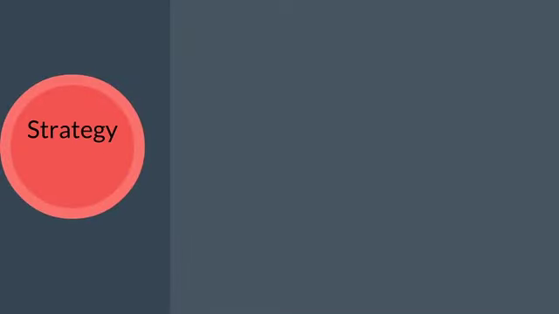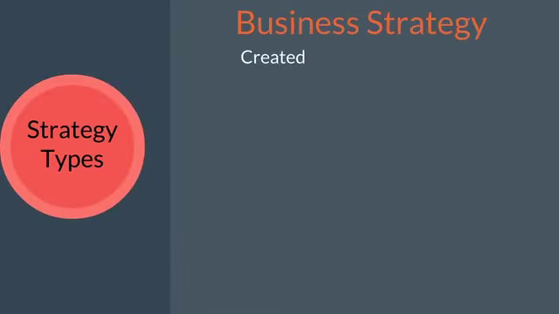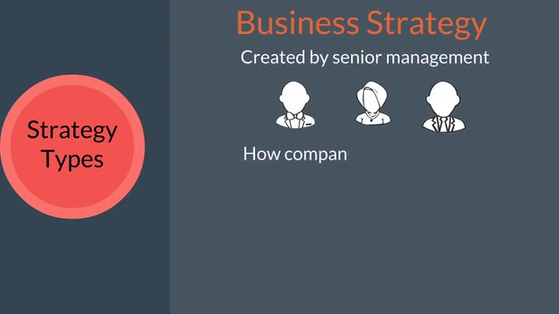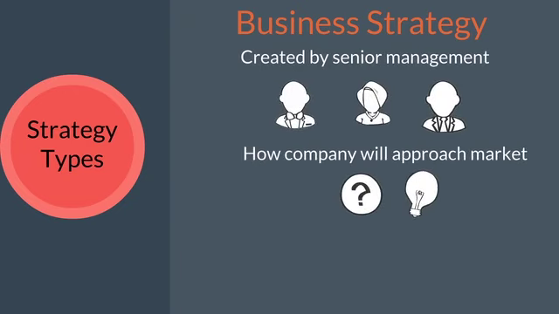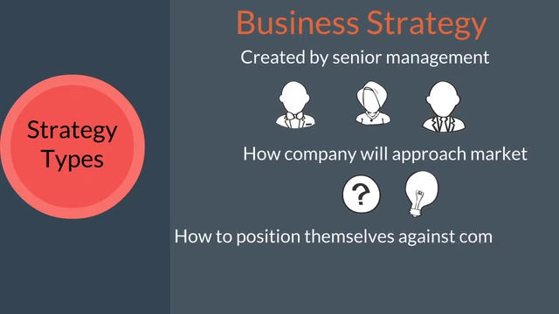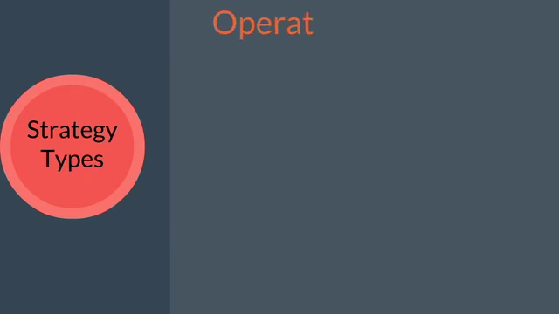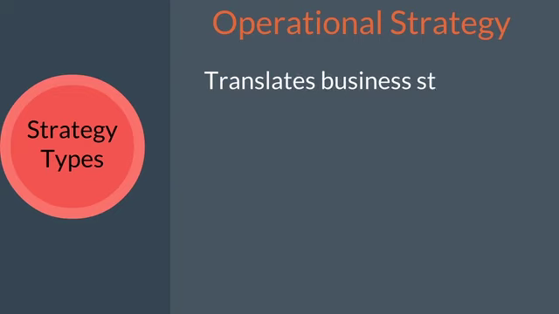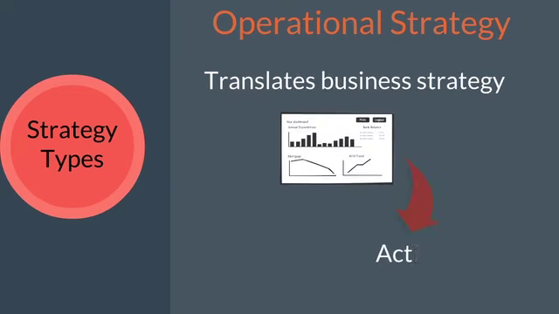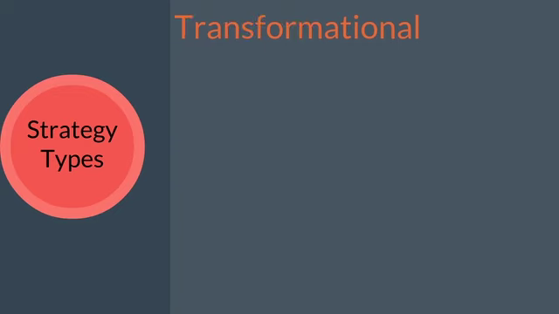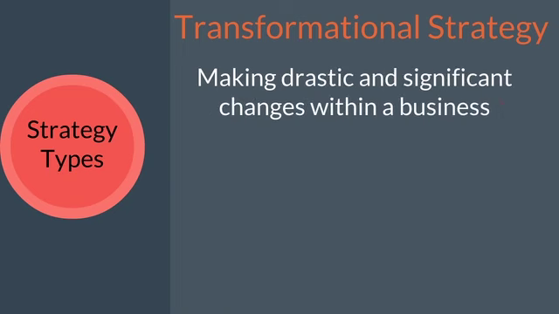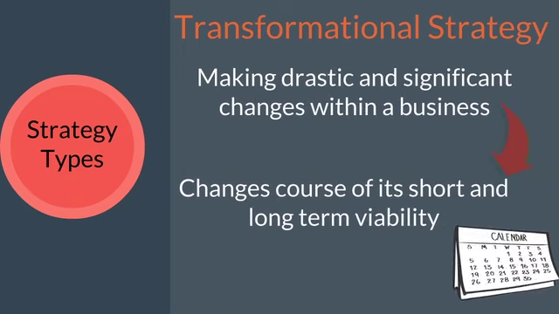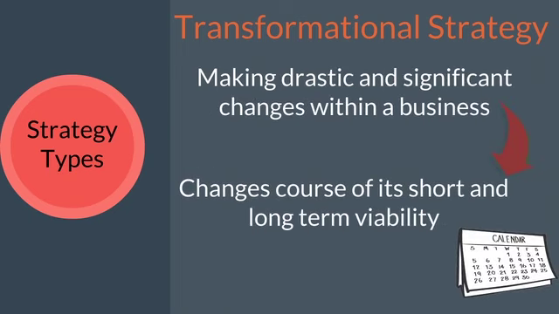There are 3 well-defined, uniquely different strategy types. Business strategy, created by senior management and is concerned with how a company will approach the marketplace, how they will position themselves against competitors, and so forth. Operational strategy concerns itself with translating the business strategy into actions. And lastly, transformation strategy, which refers to making drastic and significant changes within a business to change the course of its short and long-term viability.